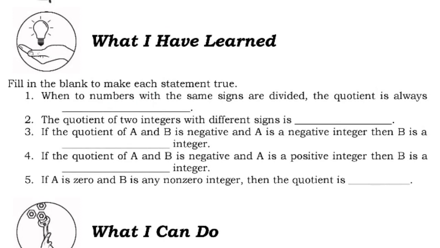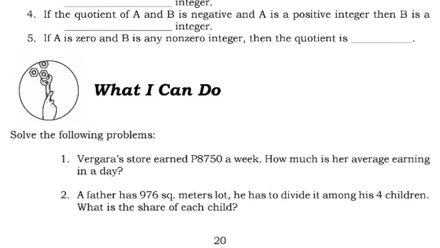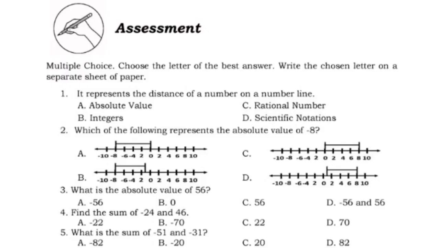Then what I have learned, fill in the blank to make each statement true. So just answer the 5 numbers here. Then what I can do. So you're going to solve 2 problems here using division of integers. So just apply what you have learned on division of integers. Then the last one is you're going to answer the assessment. So there are 15 numbers. So kindly apply what you have learned on absolute value and operations on integers.